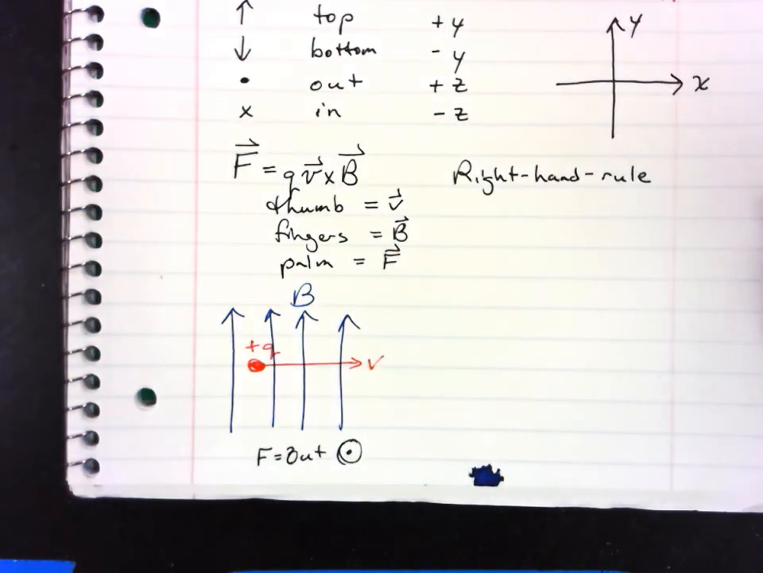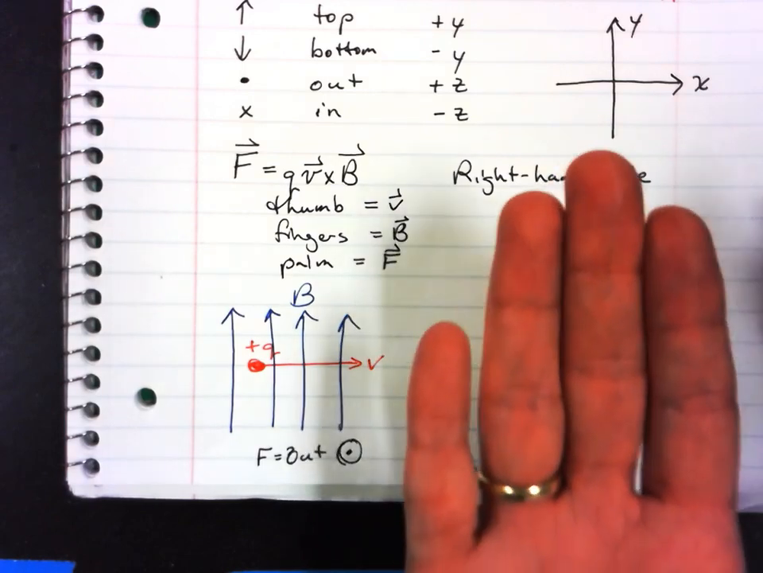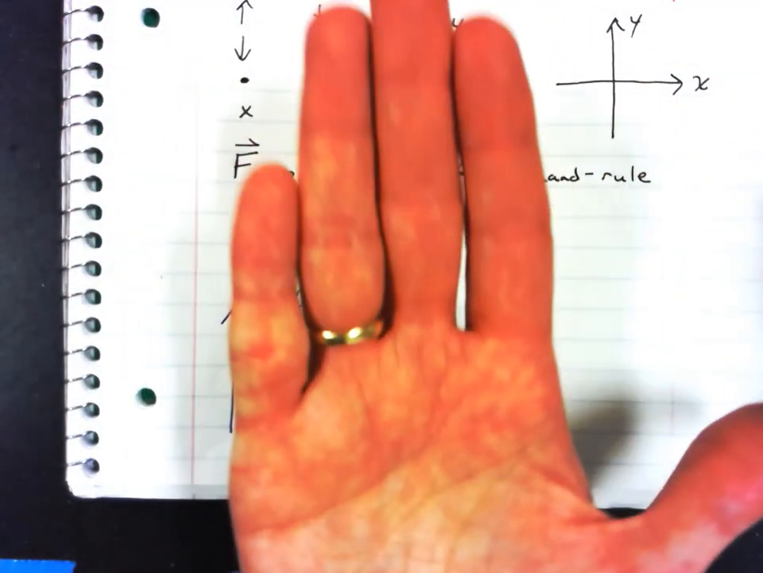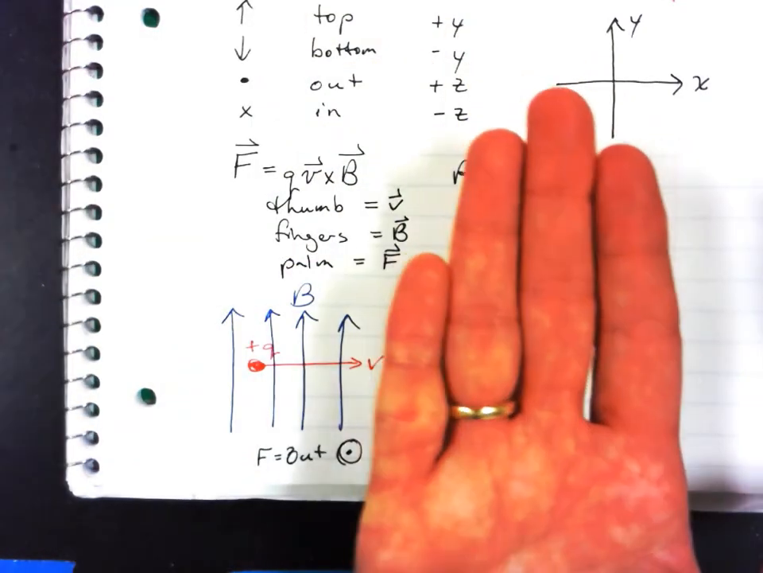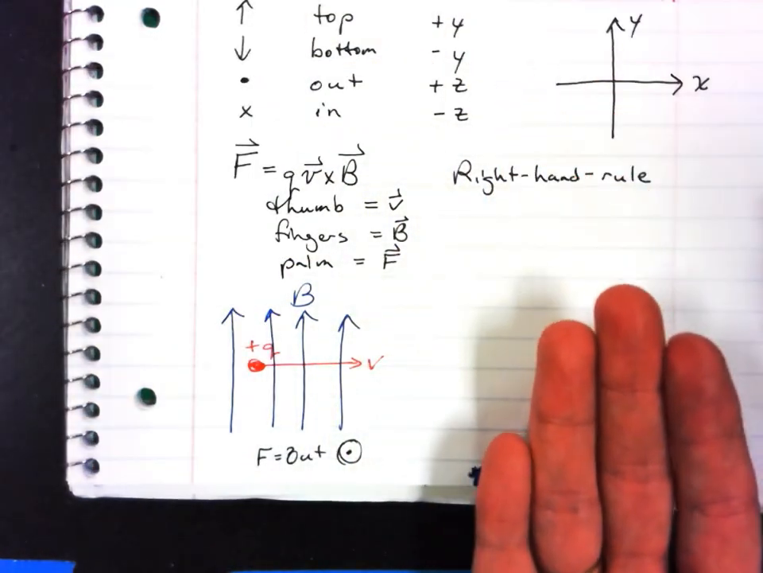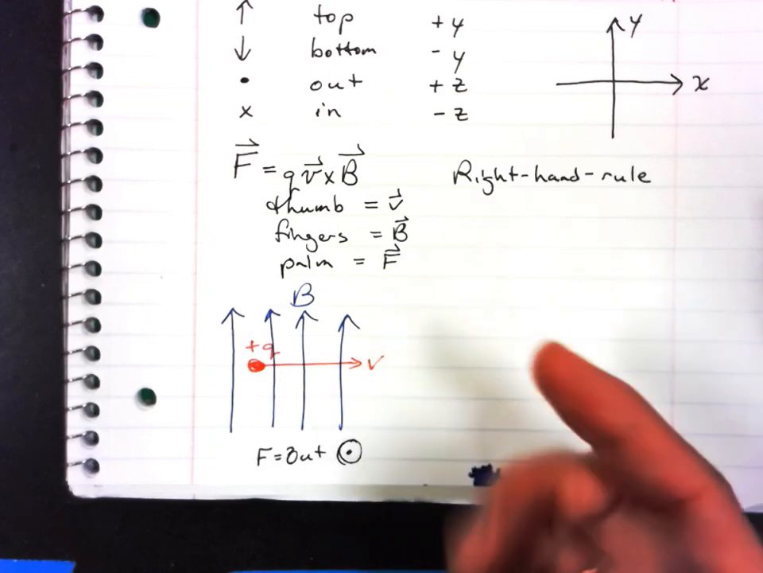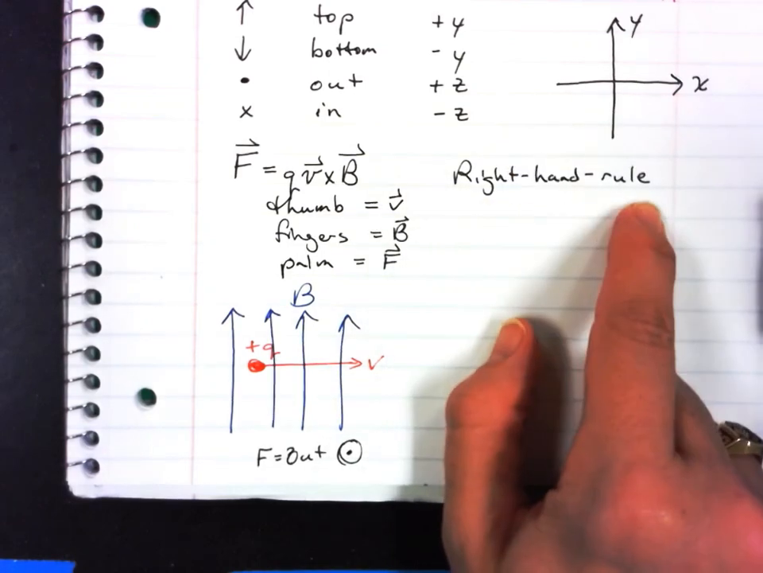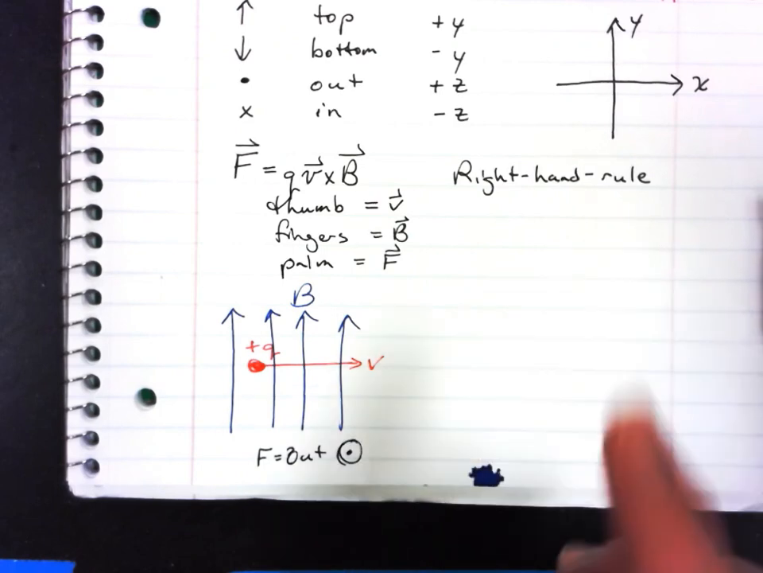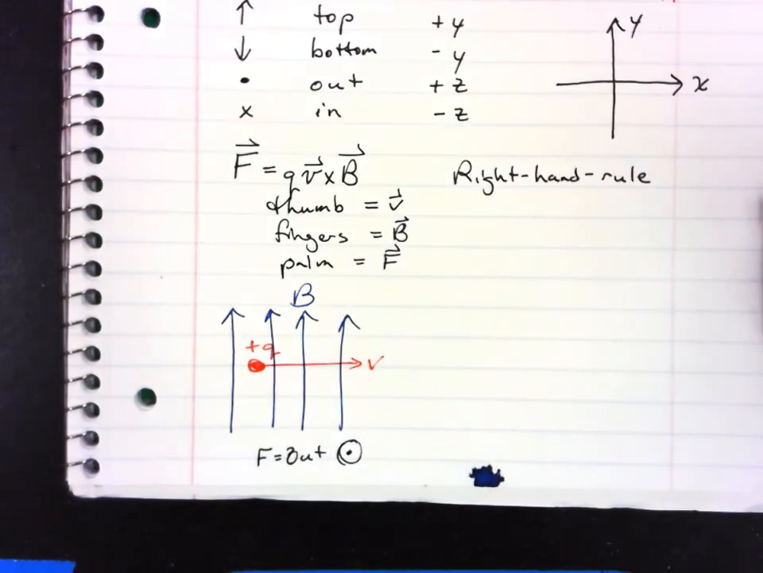You are allowed to label your fingers. If you want to get a friend, because most of you would need a friend to do this, to label V on your thumb, B on your fingers, and F on your palm, you are allowed to do that, and you can do that the day of the test. The reason I say you've got to get a friend to do it for you is because this is the right hand rule, and most of you are right-handed. If you use your left hand, you get the wrong answer.